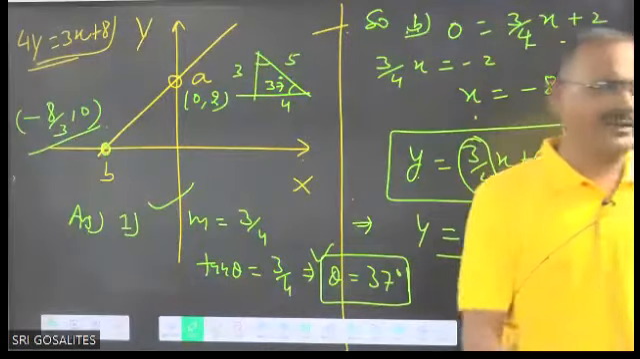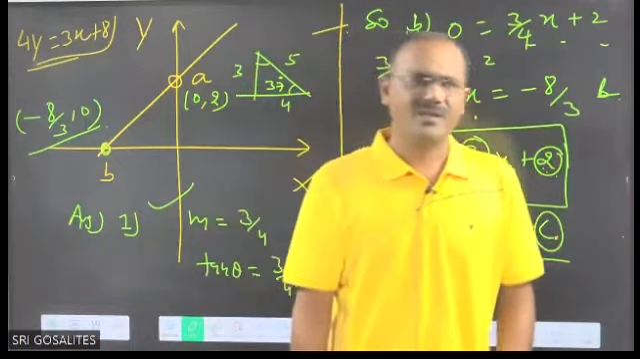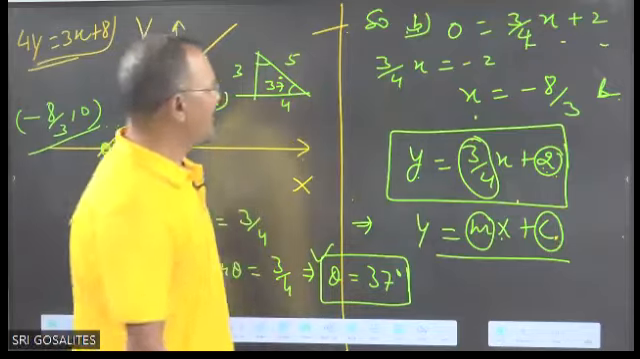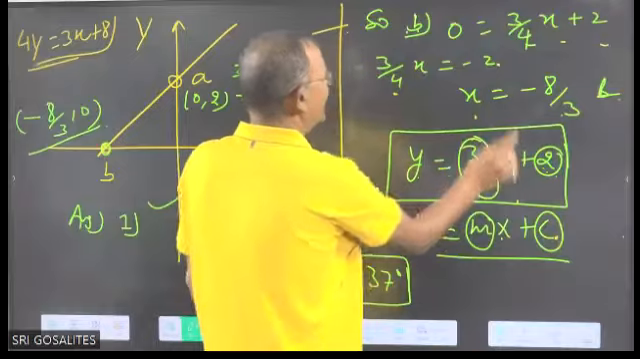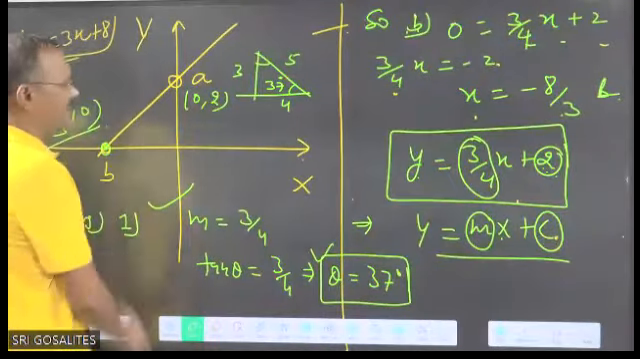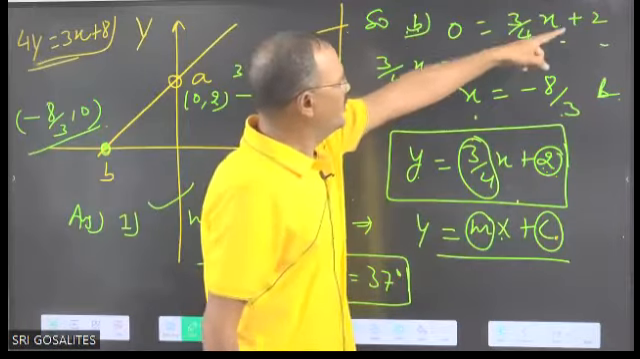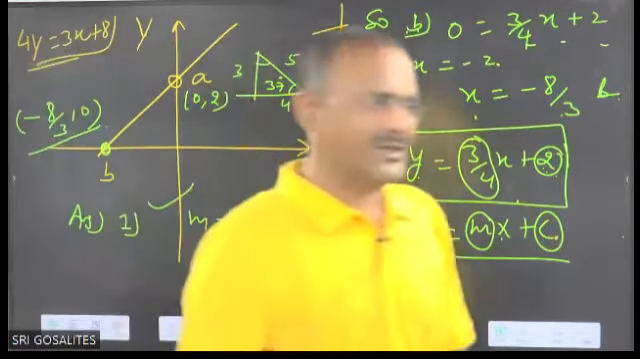Yes, you can write tan inverse 3 by 4, but beta, that is a defined angle already. Tan inverse 3 by 4 is 37 degrees. Okay. So how minus 8 by 3? 8 is divided by 3 and 4. Because on the x-axis, y is 0. So I keep the 0. 3 by 4x plus 2. In general, I will tell you, 1 minute.